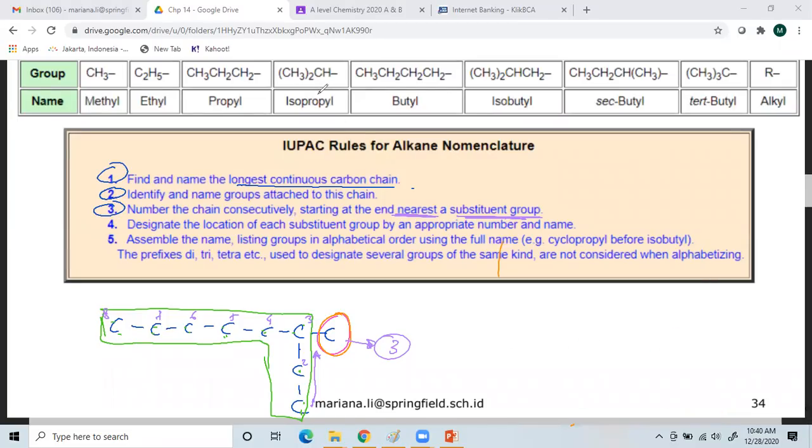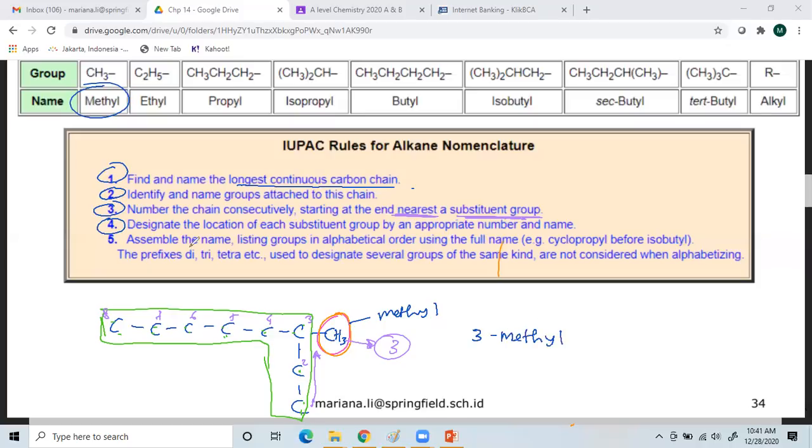Okay, number 4, designate the location of each substituent group by an appropriate number and name. You can see that one CH3 is attached to the carbon number 3, right? CH3 is methyl, right? This is methyl. Methyl group attached to the carbon number 3. So the name would be 3-methyl.